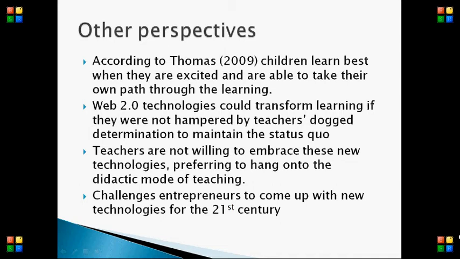This seems to go heavily into teacher bashing, really, and he says they're not willing to accept new technologies. They want to hang on to their old didactic mode of teaching. But I do note that it challenges entrepreneurs to come up with new technologies in the 21st century, but note that it's not actually asking the teachers, it's asking the entrepreneurs, because they're the ones that will make the money.